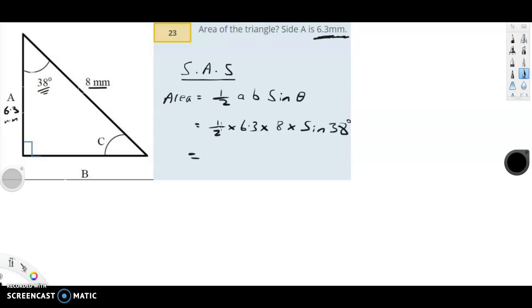So we have a half multiplied by 6.3 multiplied by 8 multiplied by sine 38 degrees. And that gives us 15.514, and it goes on. But I'm going to go to 2 decimal places, so I get 15.51, and we're dealing in millimeters, and it's an area, so it's millimeters squared. That's it. Job done. That's about the handiest way of doing that one there.